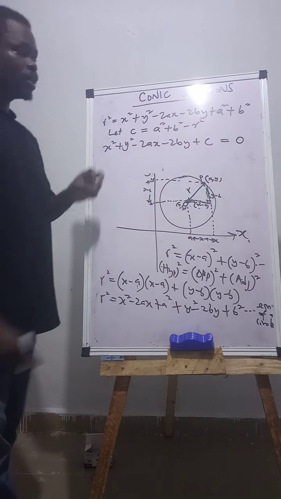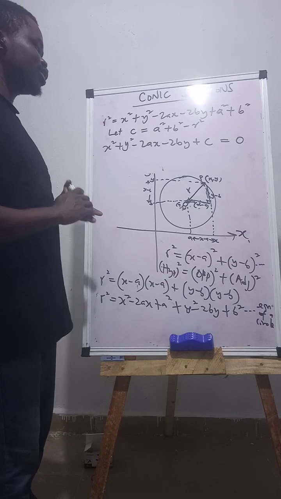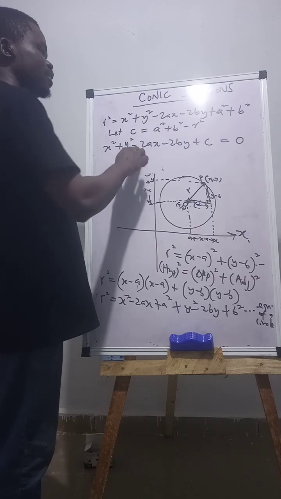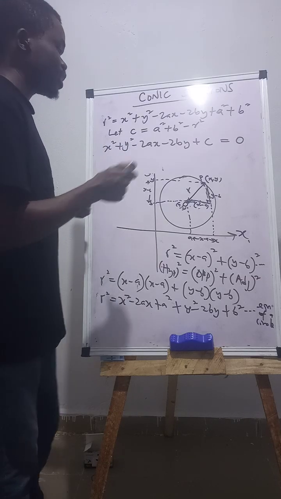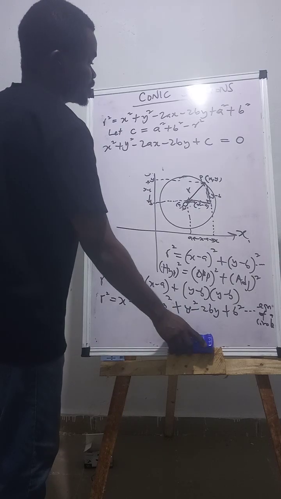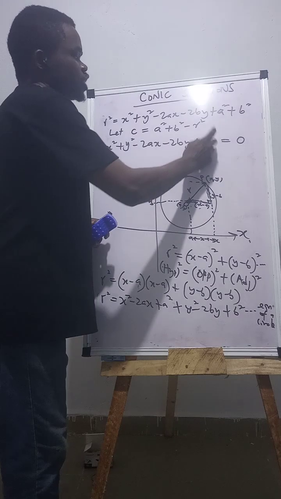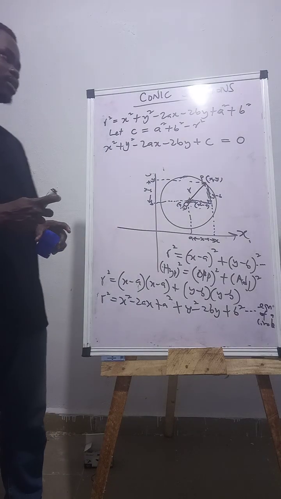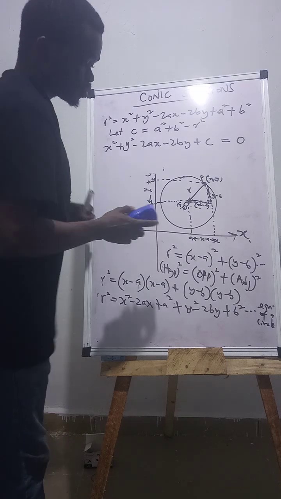Now this is the equation. Now we can also do a little bit of a trick here. We can put g and f, they normally do that, but all of that is really not necessary. But take note that c is made up of this value, a squared plus b squared minus r squared.